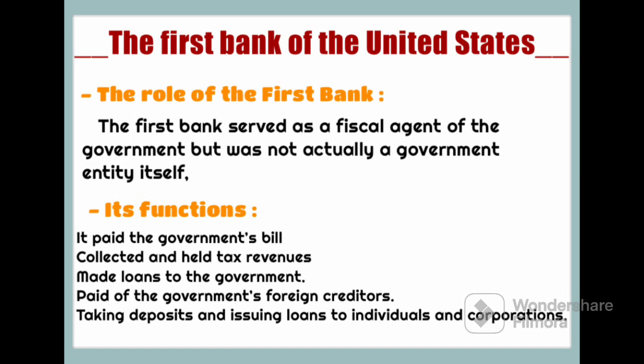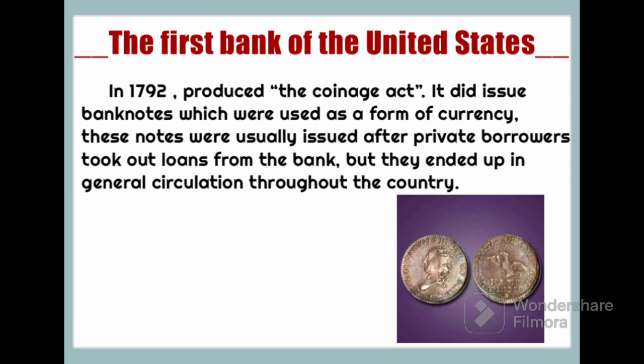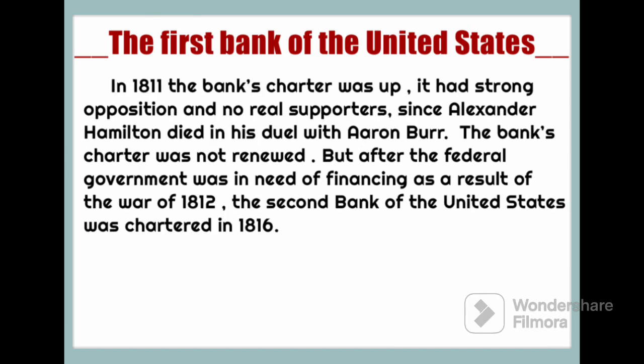The first bank served as a fiscal agent of the government, but was not actually a government entity itself. Its functions: it paid the government's bills, collected and held tax revenues, made loans to the government, paid off the government's foreign creditors, and took deposits and issued loans to individuals and corporations. In 1792, Congress passed the Coinage Act. The bank did issue banknotes, which were used as a form of currency. These notes were usually issued after private borrowers took out loans from the bank, but they ended up in general circulation throughout the country. In 1811, the bank's charter was up.